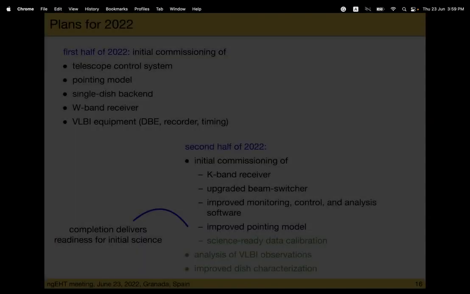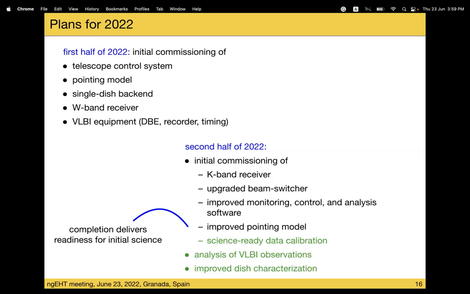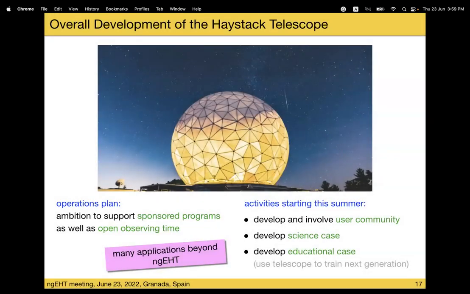So we have more comprehensive testing planned, and these are the plans for 2022. We have to get a very good point model and gain curve for the receiver, and then we are also upgrading the K-band receiver, which can be used when the weather is really bad. So, and this must be the last slide. Okay, we have a very ambitious goal to support different sponsored programs as we improve the receivers one by one. Also, bringing in more user community, and also developing a science case, developing an educational case, and asking for more funding. I'll stop here.